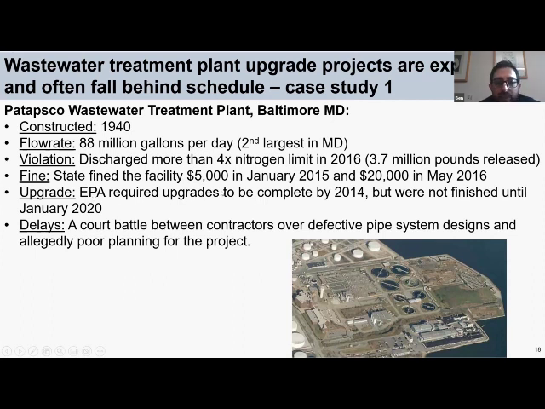So the EPA required them to complete their upgrades by 2014, but they weren't finished until January 2020. And they cite that the delay was because of a court battle between contractors over defective pipe system designs and allegedly poor planning for the project. So, completely unrelated to environmental health or anything. It's just a bunch of contractors arguing over some engineering system or something. In any big construction project, you can have delays due to this, which is just sad and kind of the nature of these things.